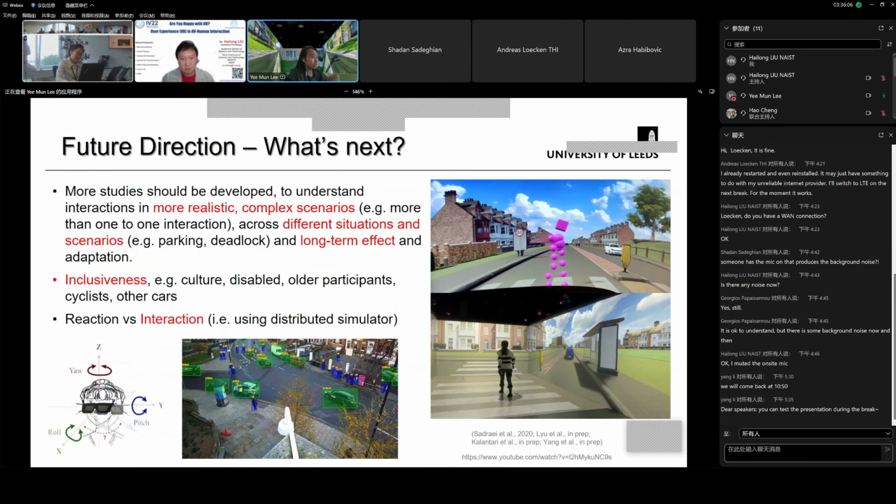Looking at more realistic, complex scenarios and different situations is what we should do in the future. Long-term effects, inclusiveness, I've probably talked about this many, many times now. Looking at different cultures, disabled and older participants, cyclists, as well as other cars, there is less research as compared to pedestrians. Looking a bit more into interaction rather than reaction, so using simulators where pedestrians and drivers are actually interacting with each other. There will be some papers coming out from our group, so pay attention if you're interested.